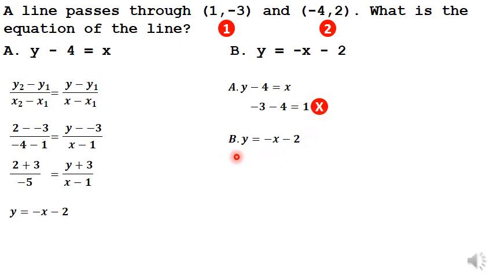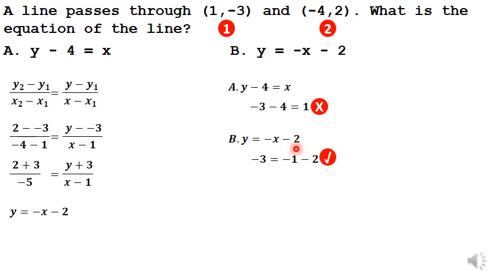For letter B, let's try y = -3 and x = 1. So we have -3, -1, and evaluate the expression. This is -1, -2 is also -3. This is true, meaning B probably is the correct answer.